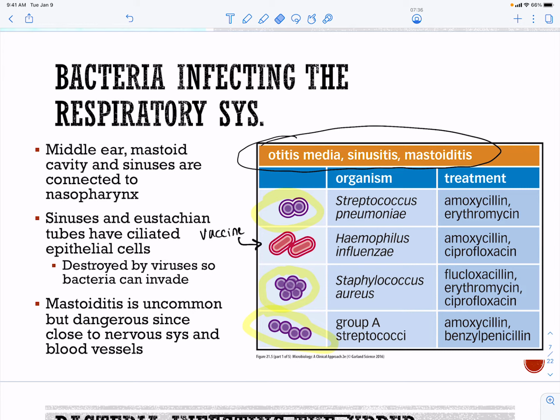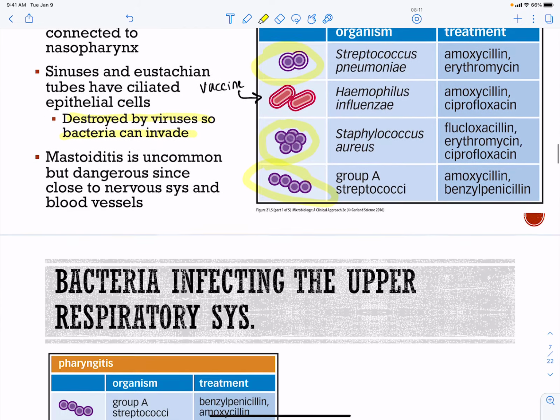Now, again, one thing to keep in mind about your bacterial infections is that they often are going to follow a viral infection. So your sinuses and eustachian tubes are going to have those ciliated cells that viruses such as parainfluenza virus or respiratory syncytial virus will wipe out, and that will allow your bacteria to move in and colonize. You have your mastoiditis, and that's going to be a very uncommon site of infection, but once it is, it can be very serious because of the ability of the bacteria to move into the nervous system or into the blood system and disseminate.